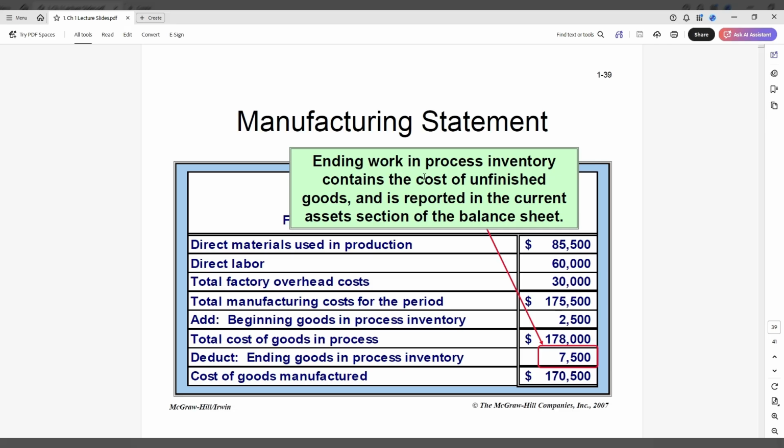Ending WIP, what do we have? Unfinished goods. So again, if it's a bakery, that's the dough that's sitting out in the mixer or something at the end of the accounting period. That's just still in work in process.